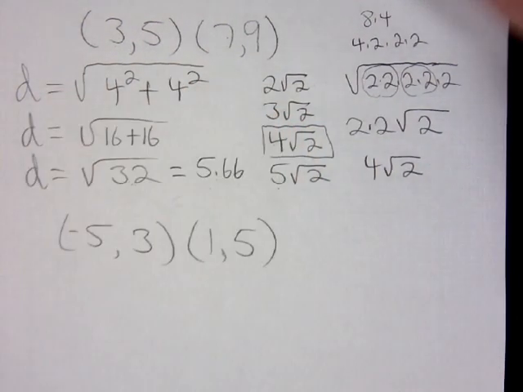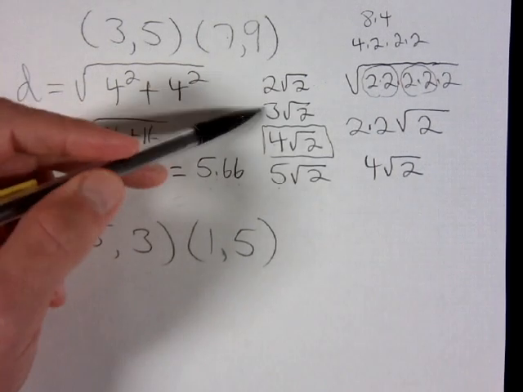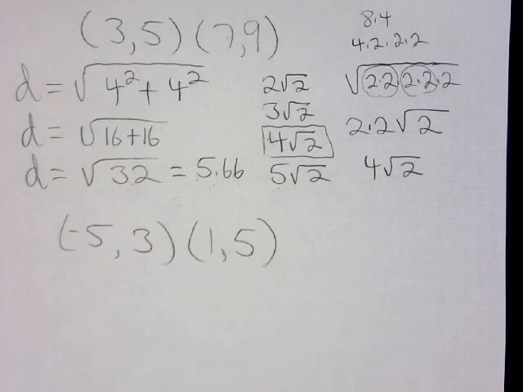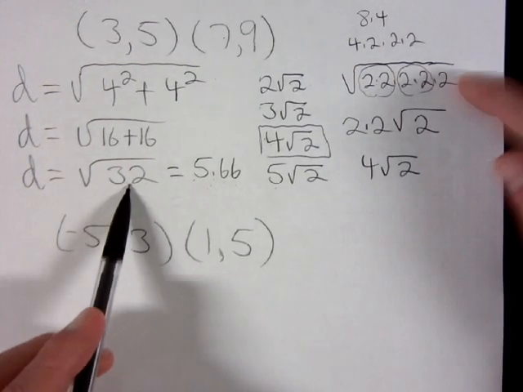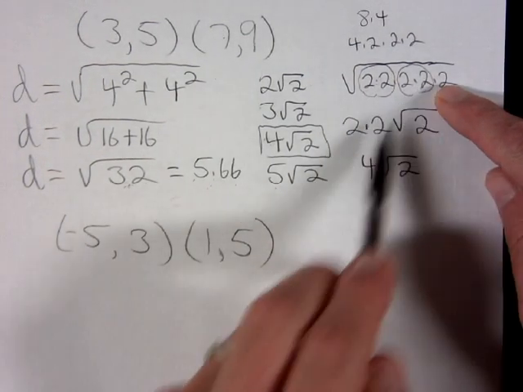All right? So like I say, if you have a multiple choice, you can plug these one at a time and see which one gives you 5.66. Or if you want to simplify it by hand, break this number down to prime factors and then pull out pairs of numbers.